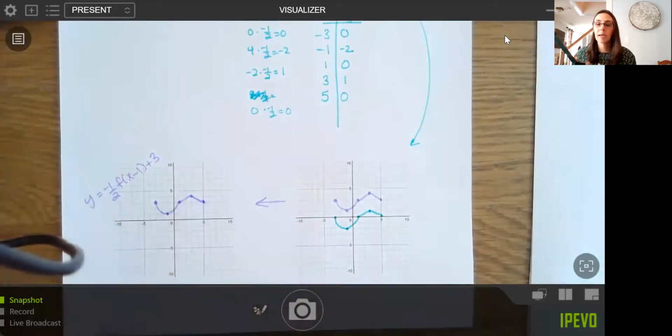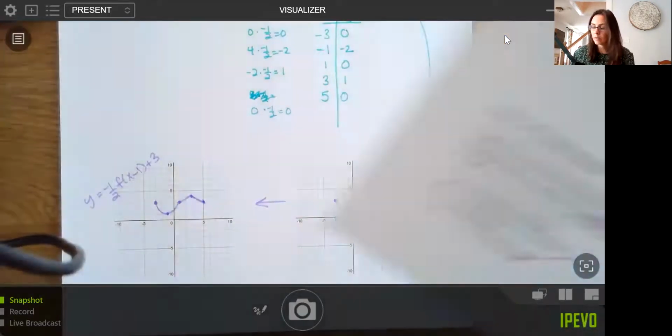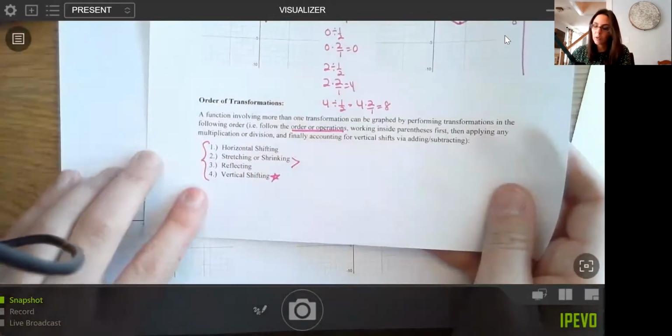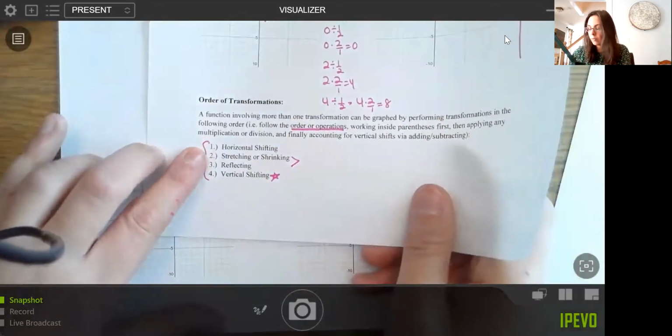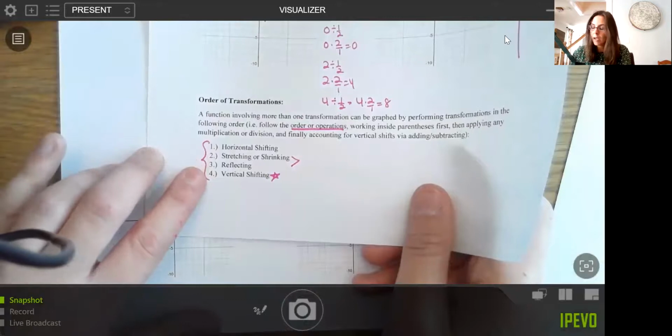So these do take some time. They're not easy. They do take some practice. So you need to just go one little step at a time. If you have more than one transformation, follow it in this order. So you do your horizontal shifting first, then you can do any stretching or shrinking, reflecting, and then shifting.